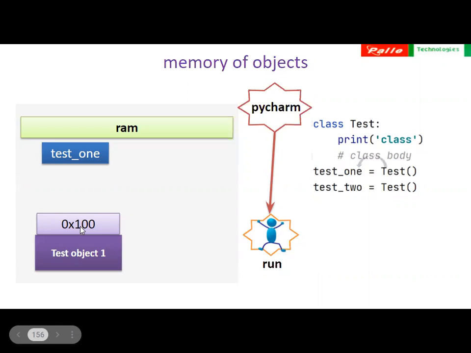Now this address will be stored inside the variable test1. It will return the address, and that address will be stored inside test1. You can see the same thing here: the address is stored inside this variable, and it will be pointing to this address. Is it clear? The example.